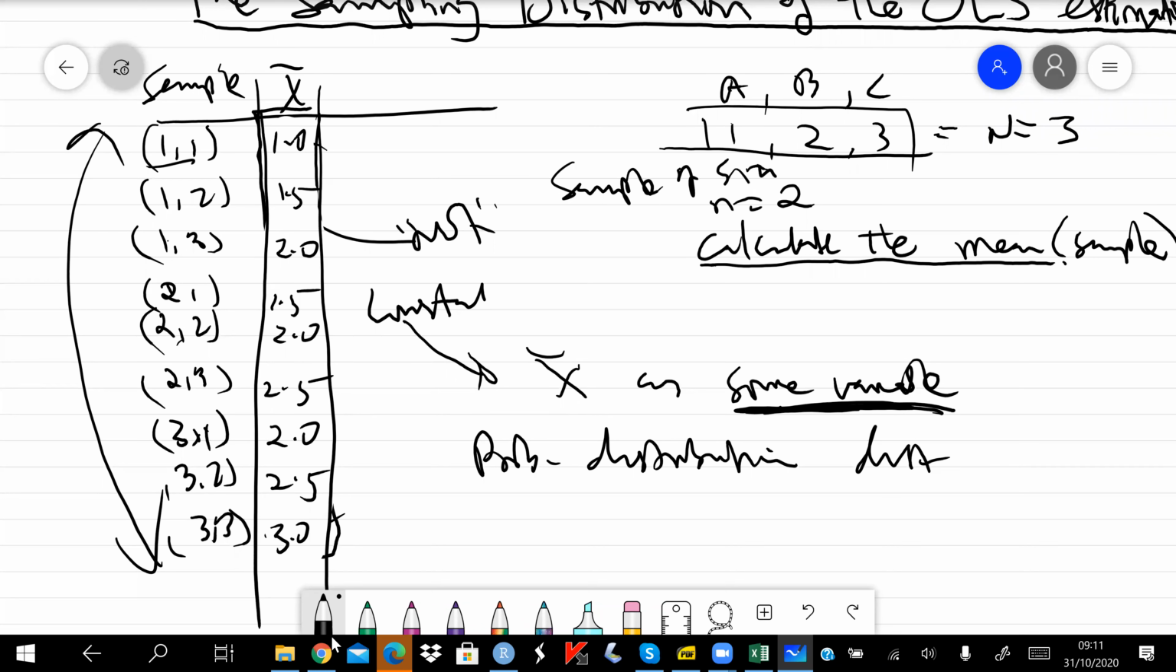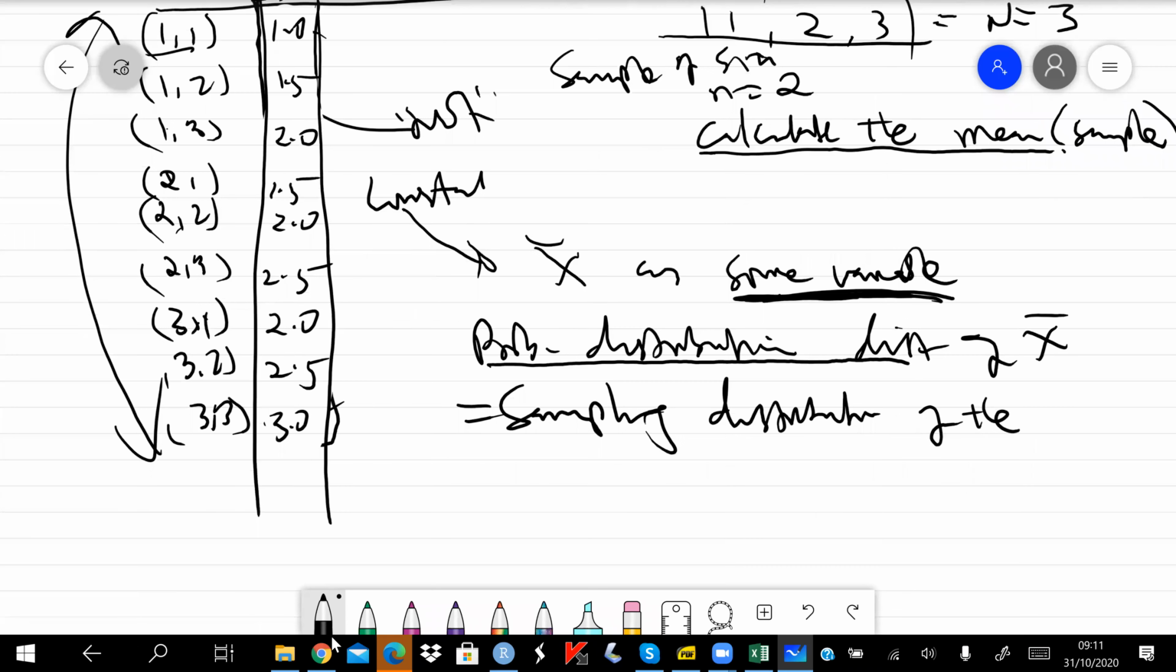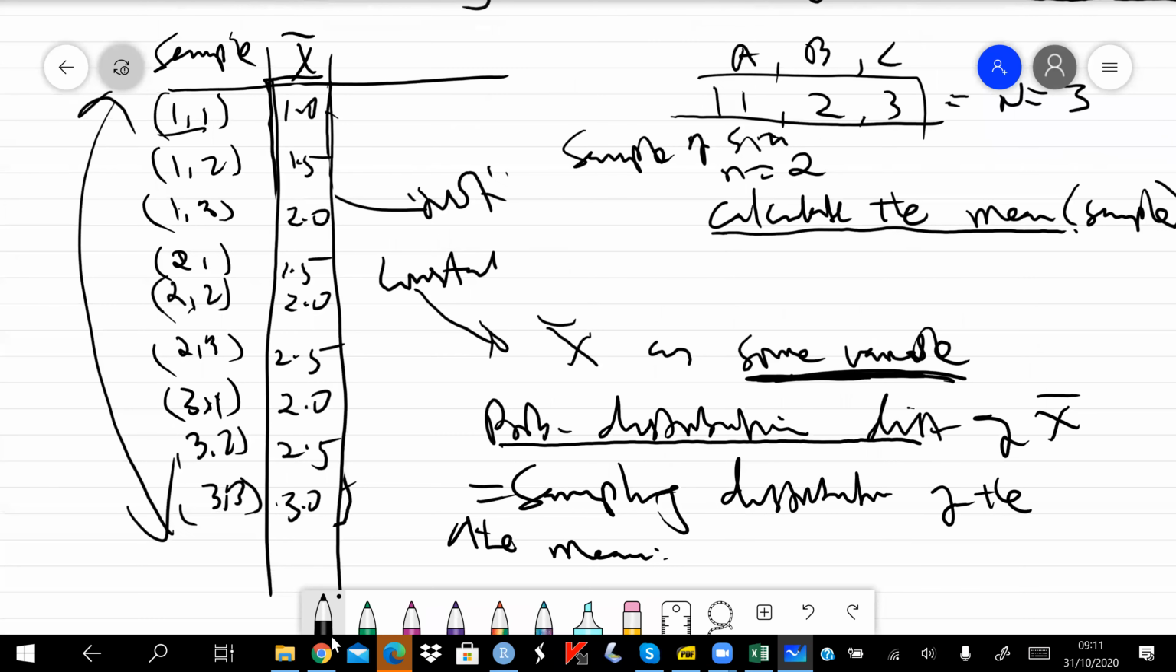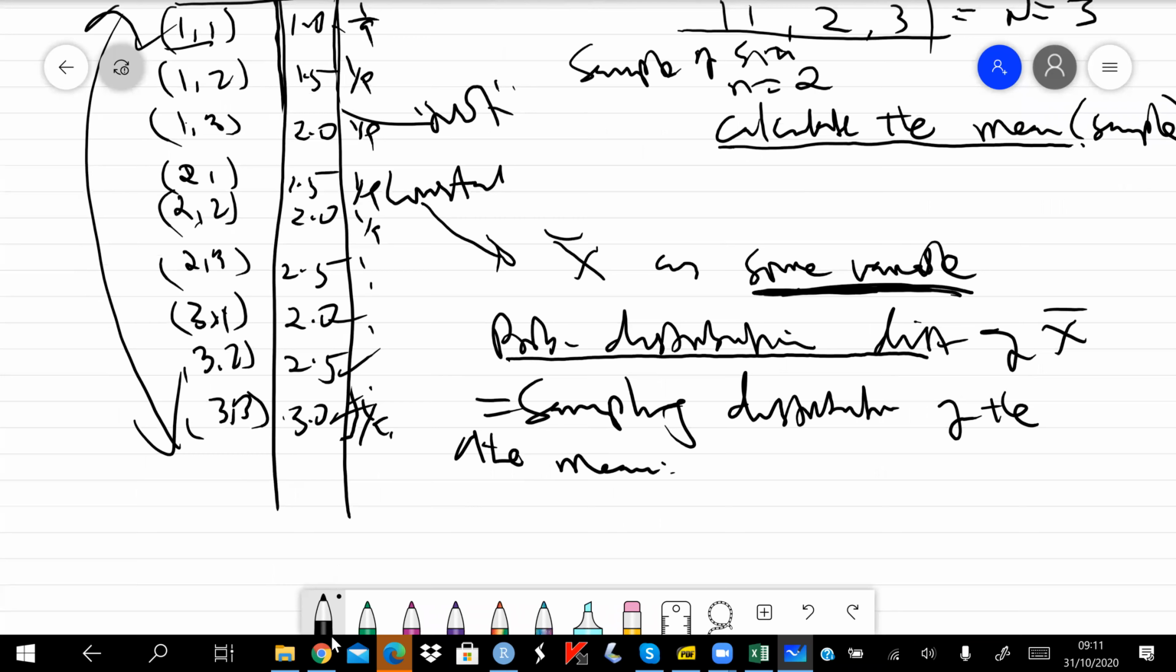So you notice that the possible values of X bar are actually like a variable. It's not a constant. And just like any other variable, X bar must have a probability distribution. That probability distribution of X bar is what we call the sampling distribution of the mean. If you convert this into a probability distribution, as you know, the samples are equally likely, so the probability is 1/9 for each one of them.